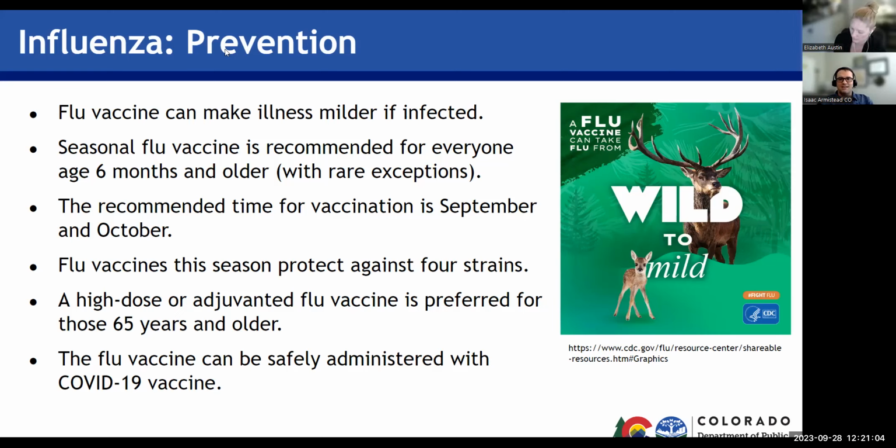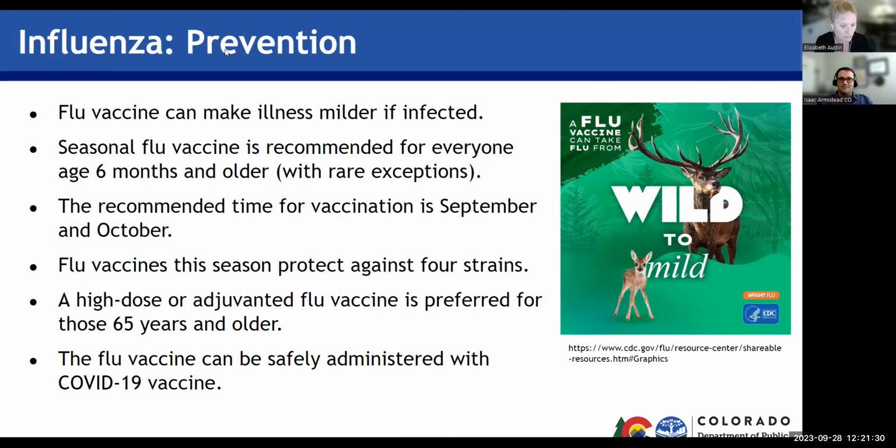This season, the flu vaccines are all what we call quadrivalent, or protecting against 4 strains of the flu. At the beginning of this section, I mentioned that there's types A and B, and that we have 2 subtypes of each of those. So that's our number 4. And the flu vaccines this season are designed to protect against all 4.